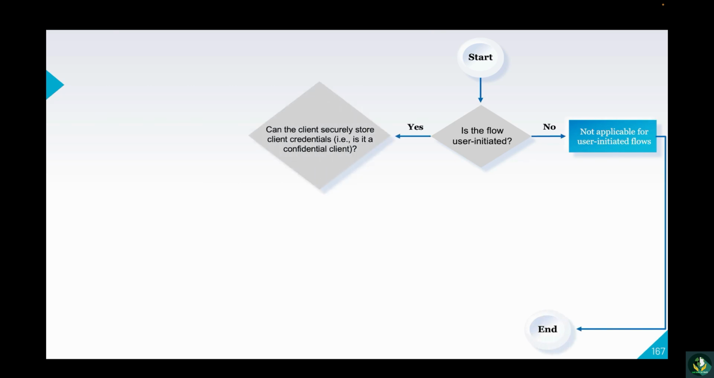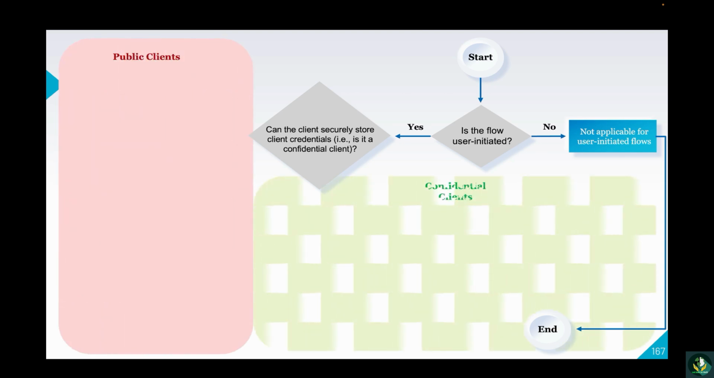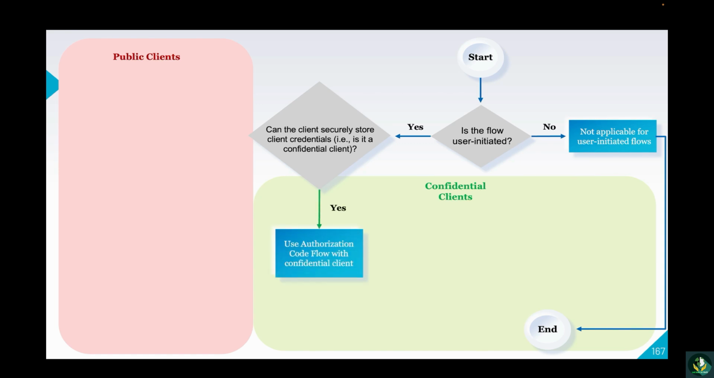We begin by evaluating whether the flow is user-initiated. If the answer is no, then the scenario is not applicable for user-initiated flows and we stop here. If yes, we proceed to the next crucial question. Now we determine if we are dealing with public clients or confidential clients. Can the client securely store client credentials? If yes, it's a confidential client and we proceed with the authorization code flow.